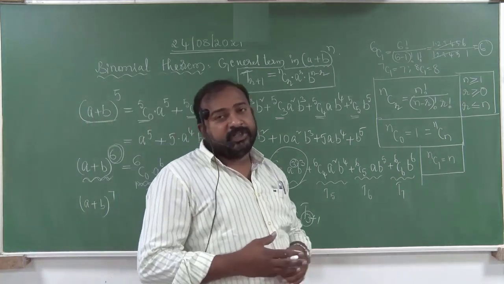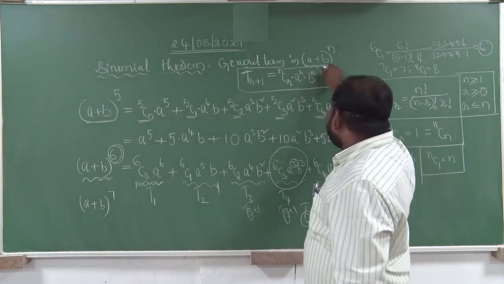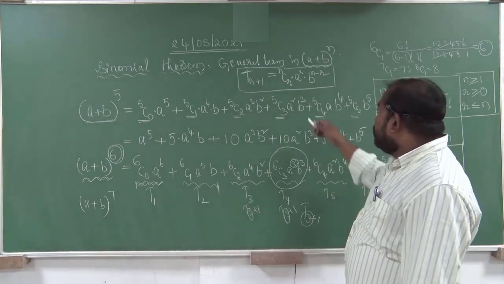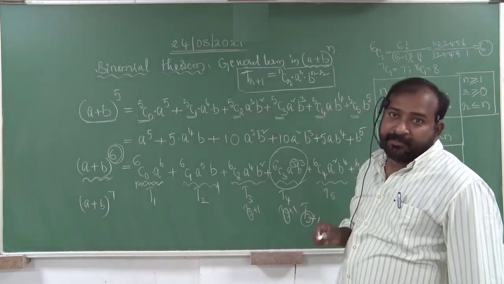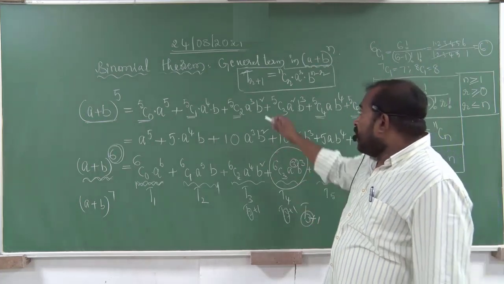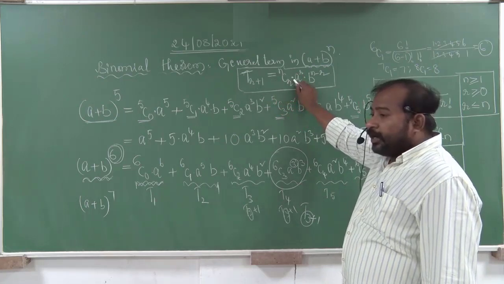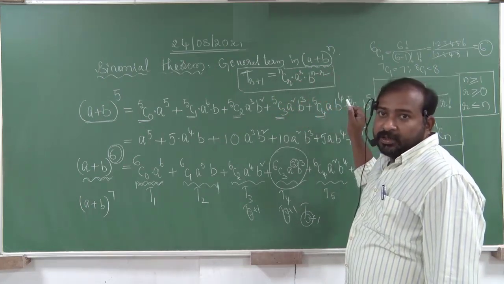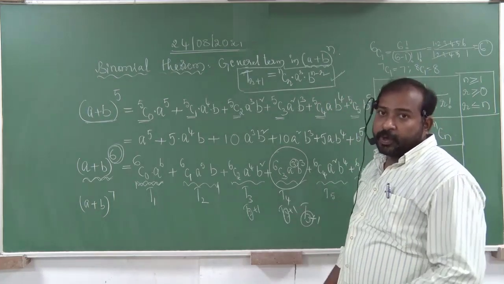So what is the meaning of the general term? General term means, in the expansion (a + b)^n, T(r+1) is called the general term and is given by T(r+1) = nCr a^r b^(n-r). Okay, now this is called the general term. You can remember this point.